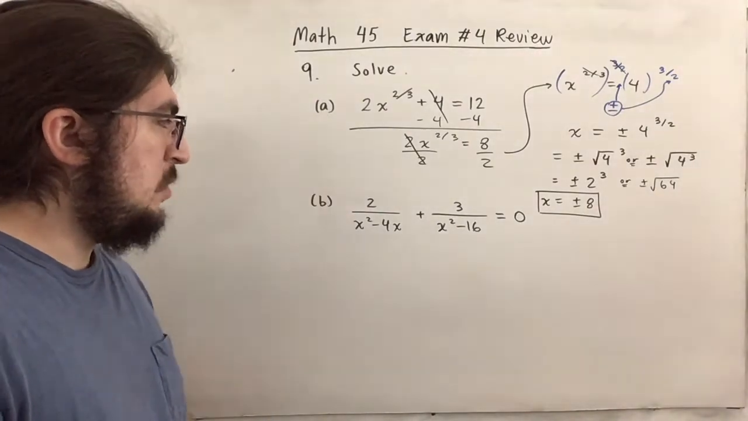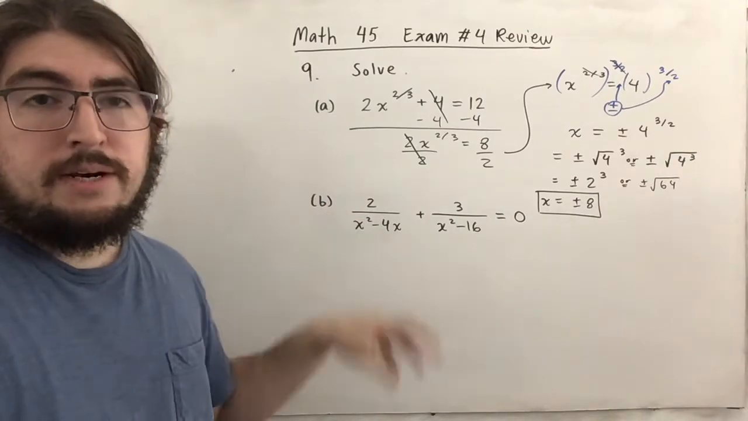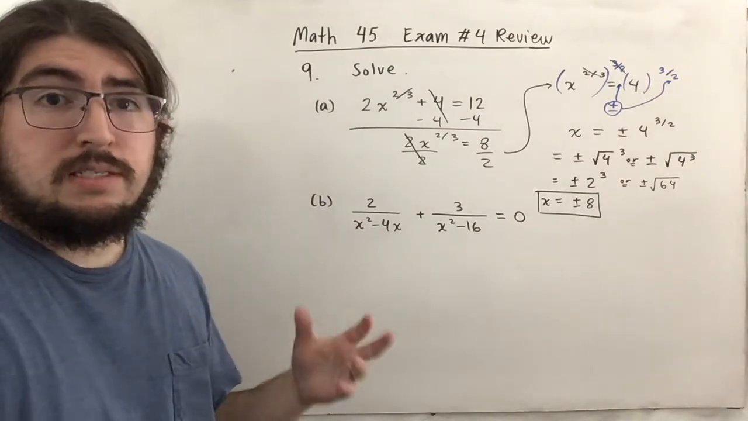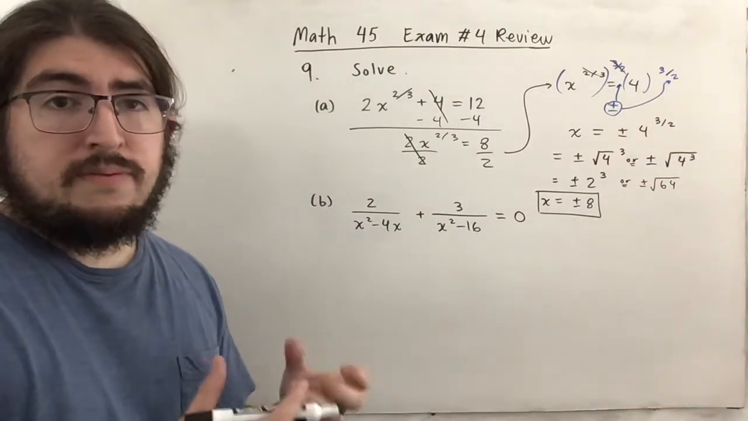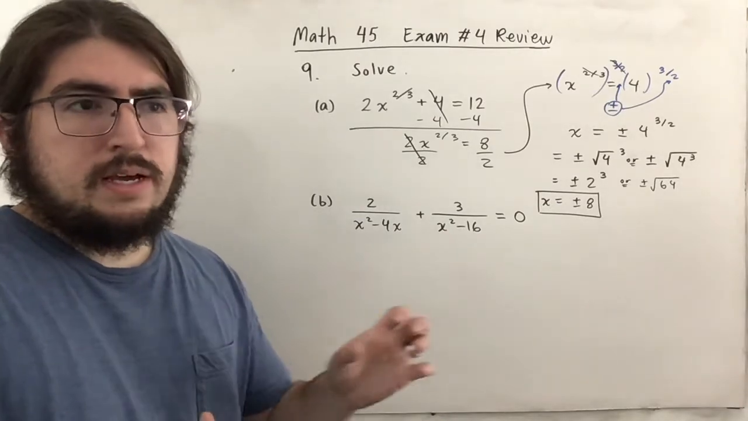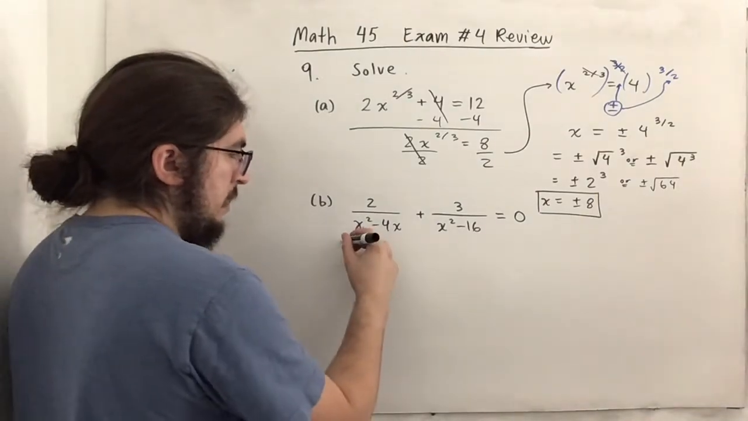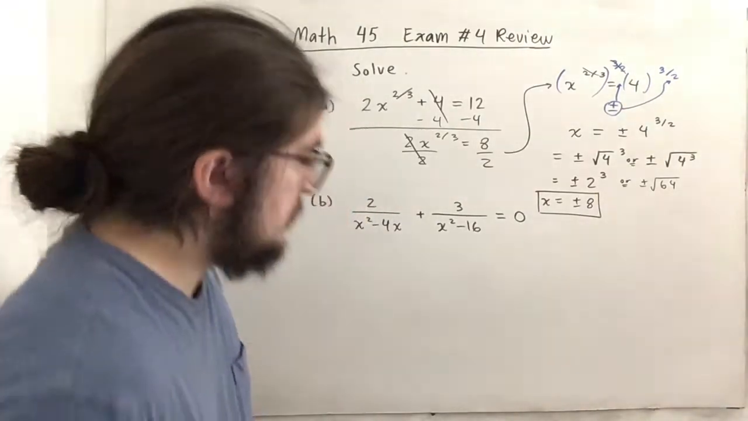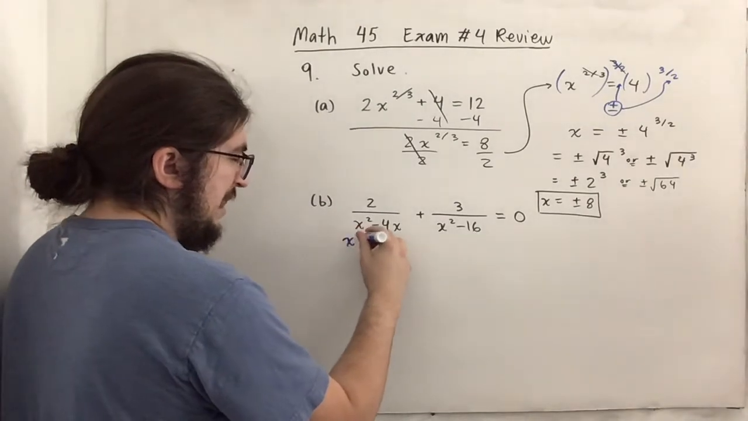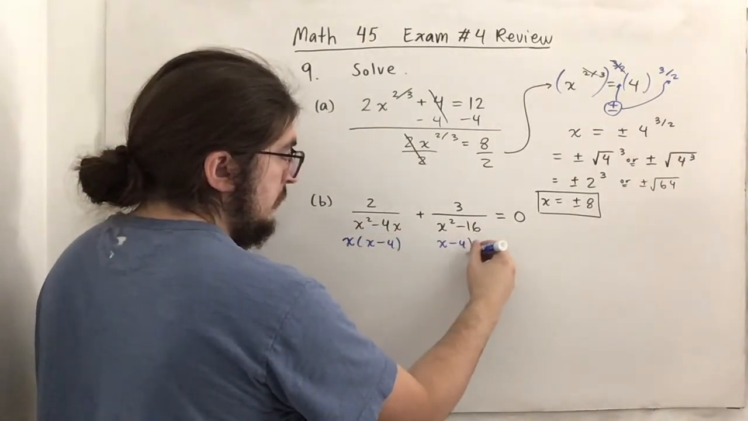Okay, now moving on to this one. When you have an equation involving denominators that are expressions, it's best to factor, look for any common factors, and then multiply by the LCD, which is grouping all of the factors, including common ones. So let's take a look at that. Here we can pull out an x. Let me do this in blue. Pull out an x here. We have x minus 4. This is the difference of squares, x minus 4 times x plus 4.